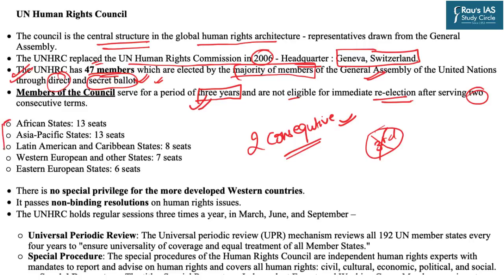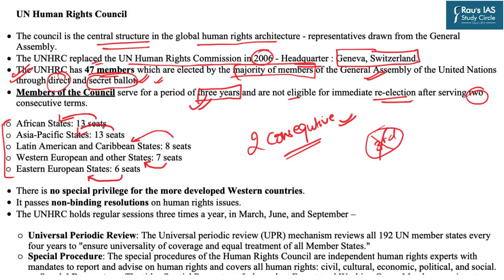Now we can see that membership is divided on a regional basis. There are 13 seats for Africa, 13 seats for the Asia-Pacific region, 8 seats for Latin America and Caribbean states, 7 seats for Western Europe and others, and 6 seats for Eastern European states.